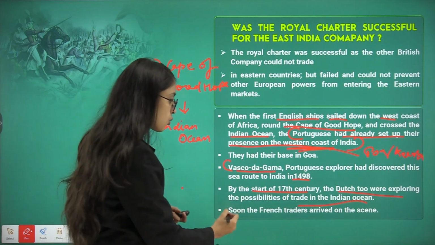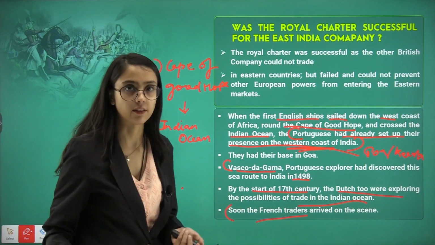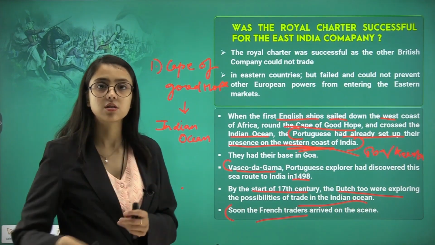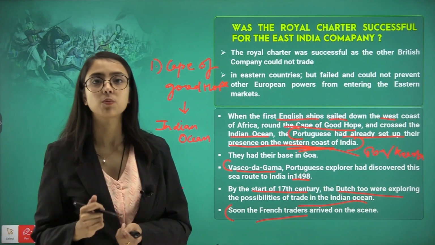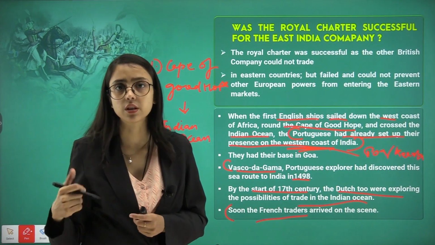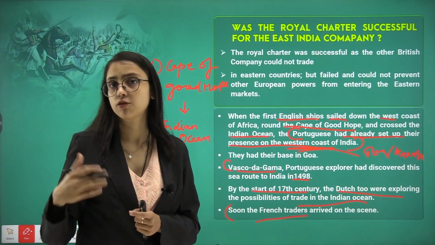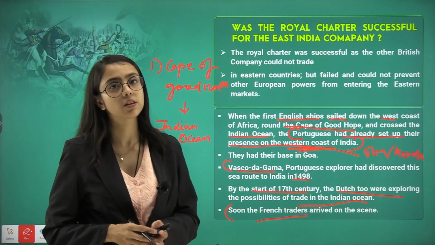Soon the French traders also arrived. So it was not just the Britishers; there were people from other parts of Europe as well: the Portuguese from Portugal, the Dutch from the Netherlands, the French from France, and the Britishers, of course, from Great Britain.